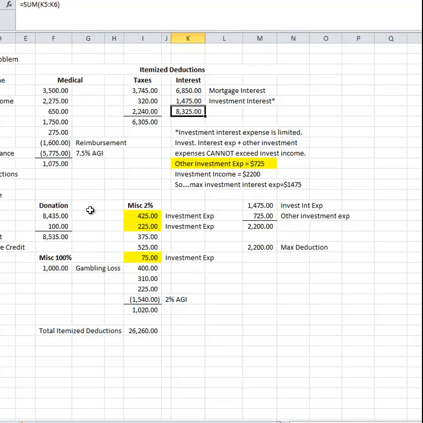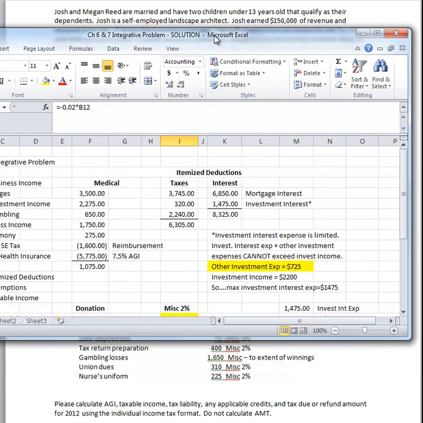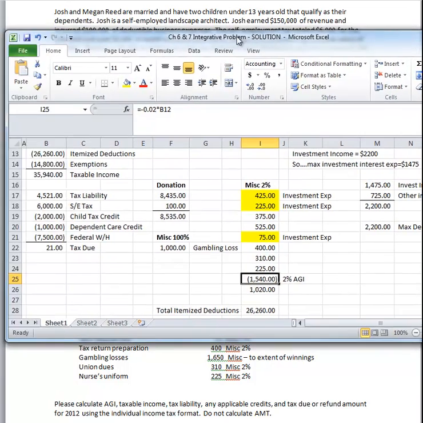That gives you total interest. Donations: add up everything we said was a donation. Miscellaneous 2%: add up everything we said was miscellaneous 2%, and then from that you do have to subtract 2% of adjusted gross income. Gambling losses: you can deduct gambling losses to the extent you have gambling winnings. Your gambling loss was $1,650. You only included $1,000 of income, so you can only deduct $1,000 of gambling losses. Then you just want to go through and add up total itemized. That's going to give you total itemized deductions of $26,260.